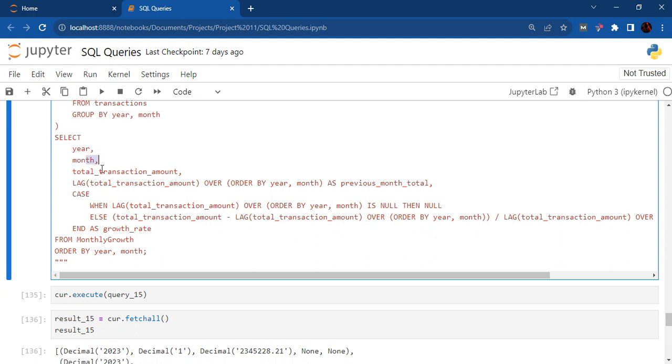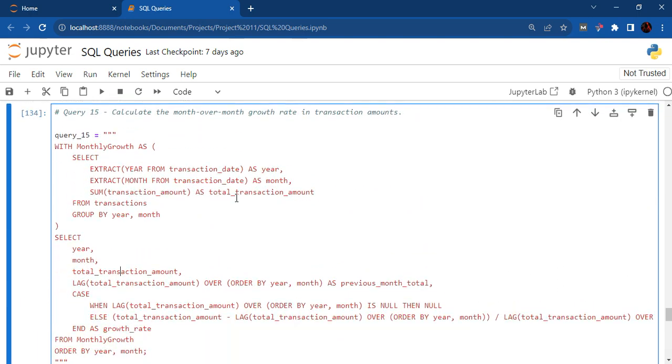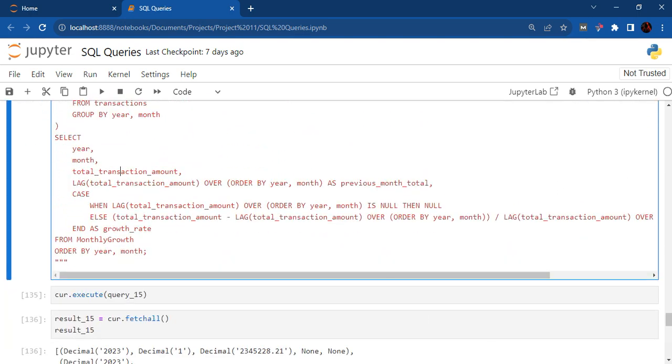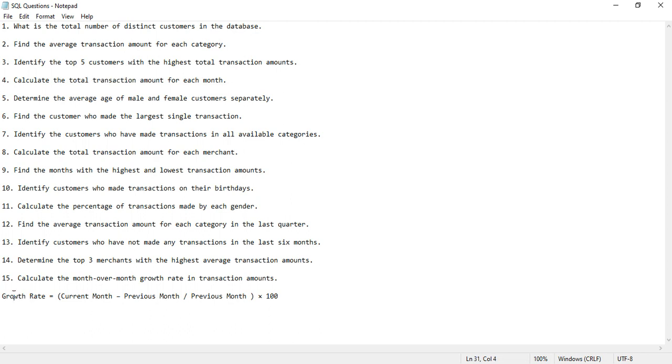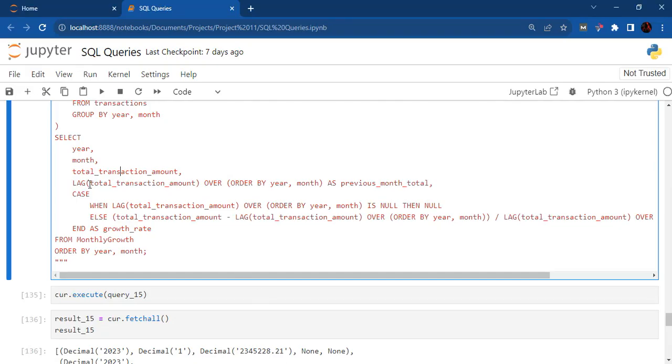Now I have to select the year, month, transaction amount, then lag over. Now what this lag does, remember we're dealing with month over month. I wrote a formula actually, for you to calculate the growth rate, I have to deal with the current month minus the previous month, divided by the previous month, times 100. This is the formula for growth rate. This is what we are doing here. Lag the total amount over, then we'll order by year and month to get the previous month.